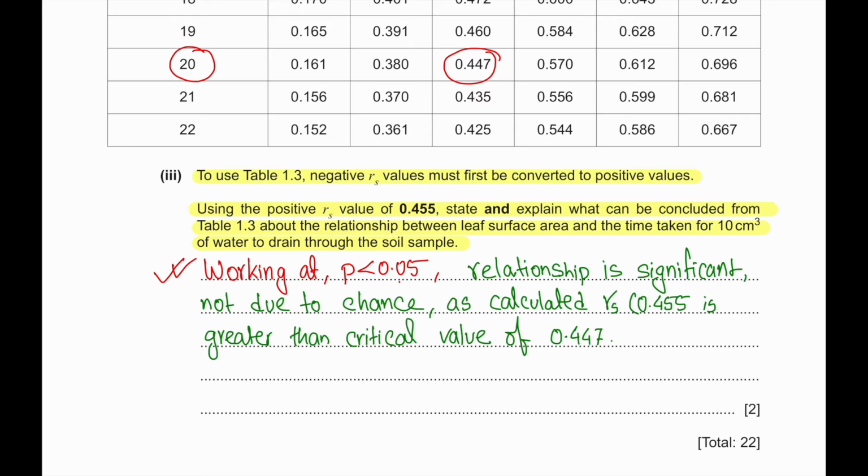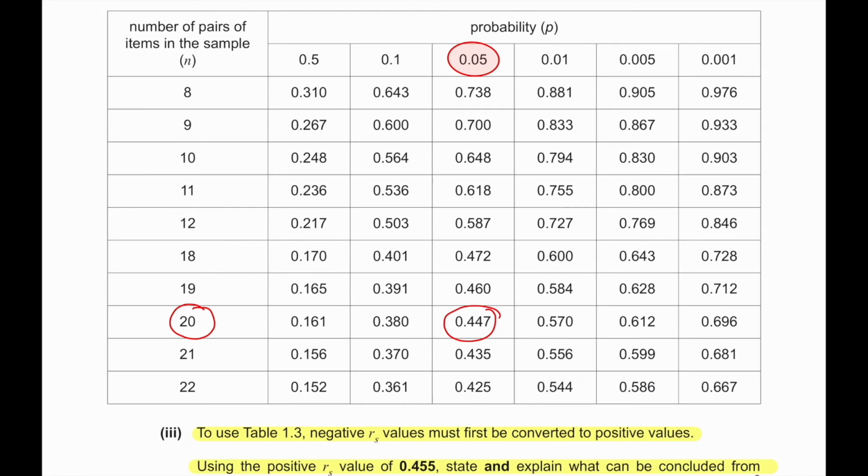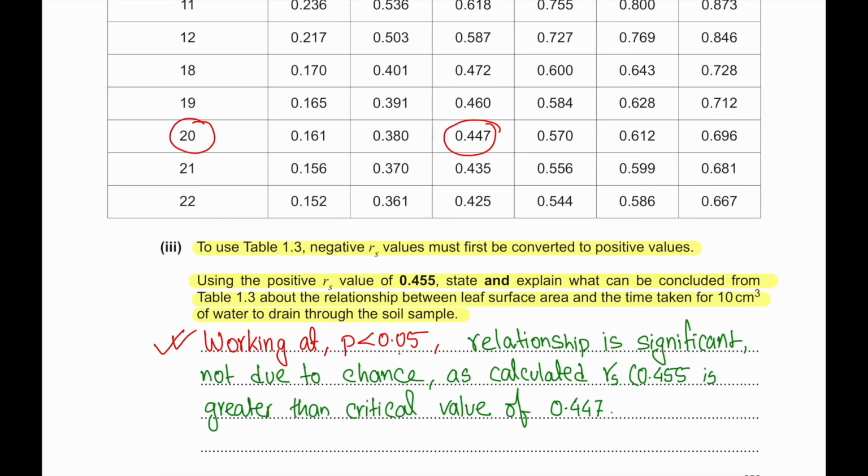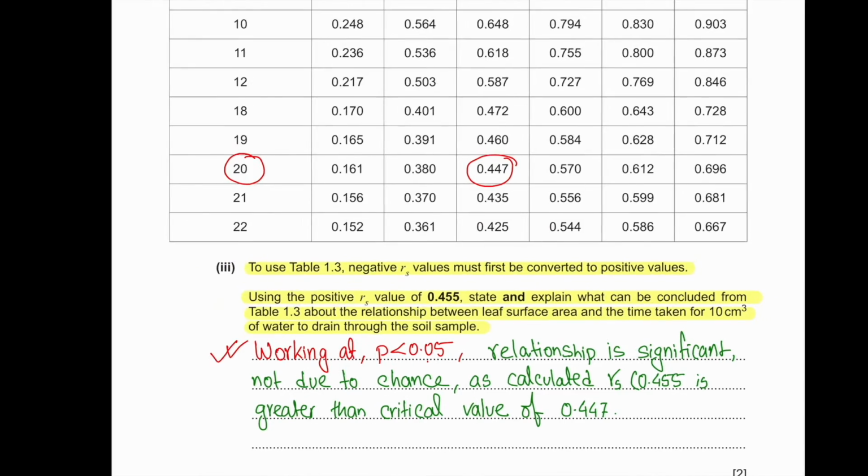So basically, whenever the probability is 0.05 and the number of pairs of items in the sample is equal to 20, it gives us 0.447. Any value that is greater than that, we are going to reject the null hypothesis, as the calculated RS 0.455 is greater than the critical value of 0.447.